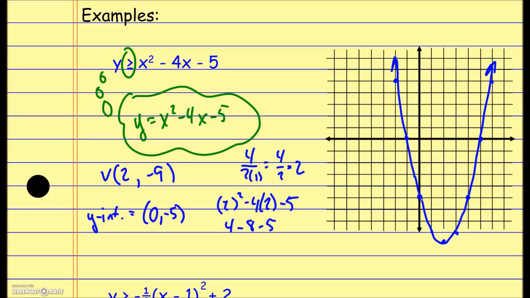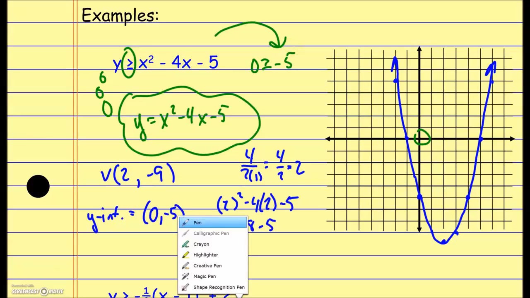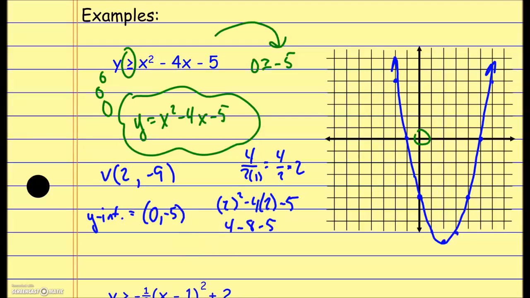And the way to do that is I test a point. So here I'm going to test the point 0, 0, and I'm going to plug that in. When I plug in 0, 0, I get 0 is greater than or equal to, and when I plug 0 into the other side, I get a negative 5. So I get the statement that says 0 is greater than or equal to negative 5, which is a true statement, which means I shade that side of the graph. Okay, so since 0, 0 worked, I shade everything where 0, 0 is.